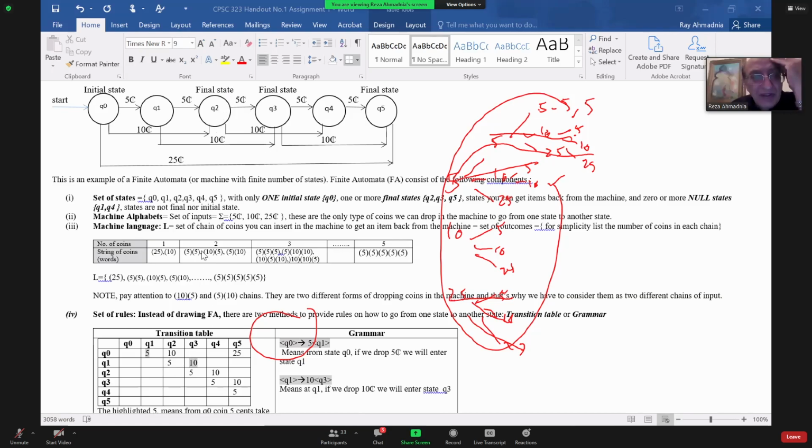You see 25. Yeah, 10 and 5 are 2 coins, so the length is 2. But in the first column, the number of coins, it should be only 25. 10 shouldn't come there. No, you see, if I drop 10 cents, from here to here, I end up at the final state. So 1 coin is enough to go from initial to final. One is 25, the other one is 10 cents. Okay, so I was imagining Q5.